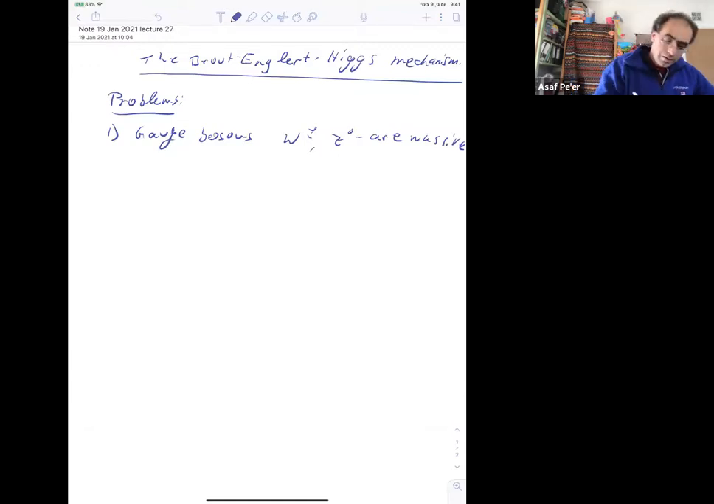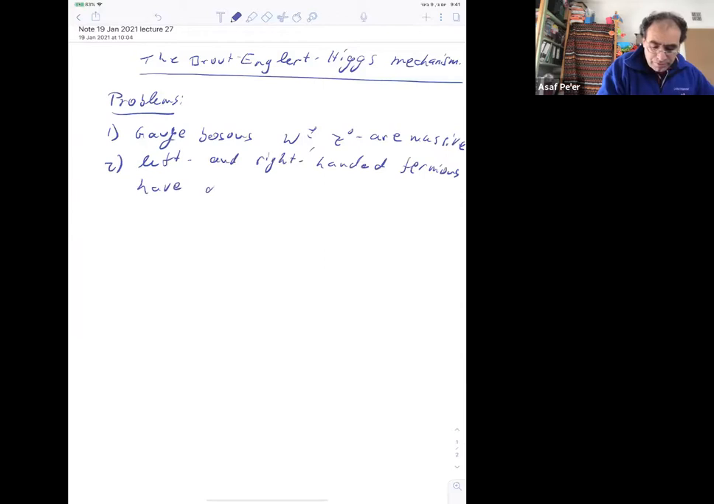No. So we said the problem one is the gauge bosons have masses, and the second is that the left and right-handed fermions have different couplings, or different charges, just for the weak isospin or hypercharge, which means that the fermion masses break the symmetry.